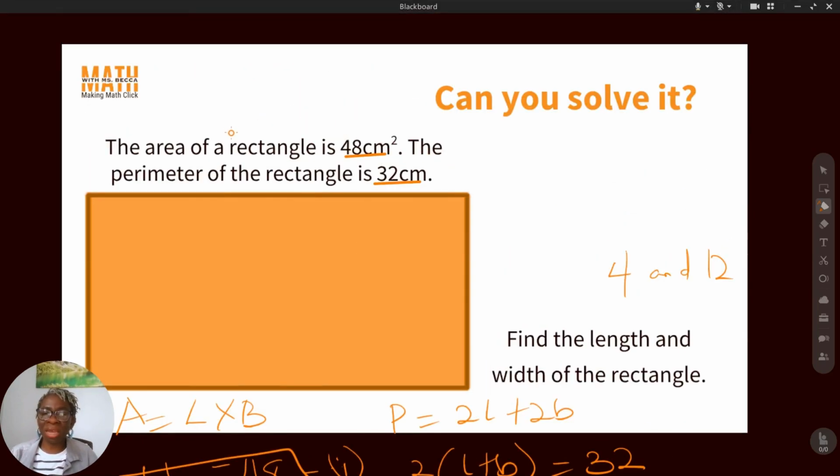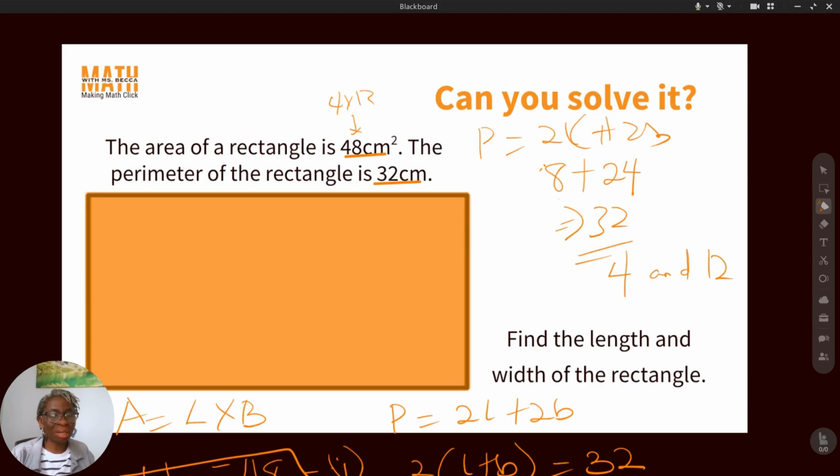So now if you have to find the area, 4 times 12 gives 48, and to find the perimeter, 2L plus 2 breadth. 2 times 4 gives 8, plus 2 times 12, that is 24. So 8 plus 24 gives 32. So that means our answer is correct. And that is how to answer this question.